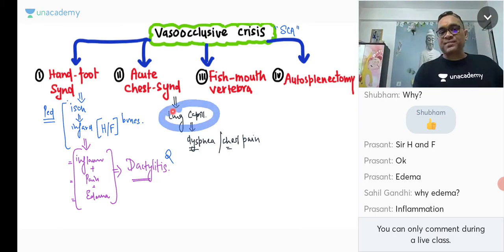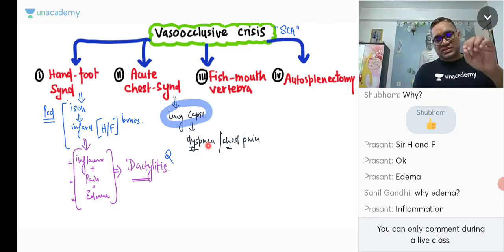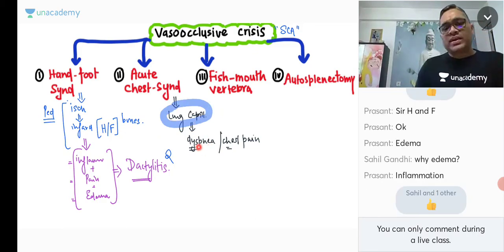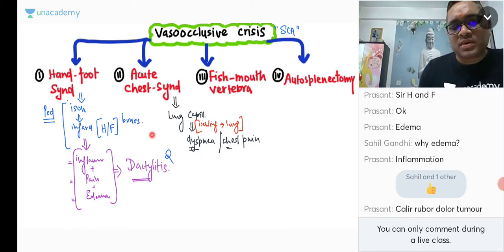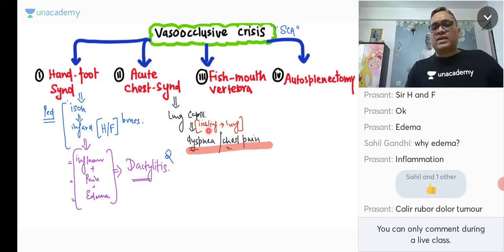So lung capillaries are there. Lung capillaries are getting obstructed by the sickle cell, and because of that, there will be infarction of the lung tissue. Right? So this will be causing ischemia and infarction of lung tissue. So I understood, because the lung capillary is obstructed, there is ischemia and infarction of the lung tissue, and patient is presenting with the chest pain, right?